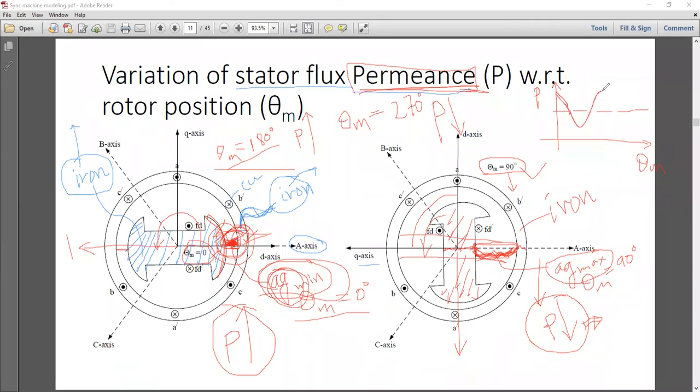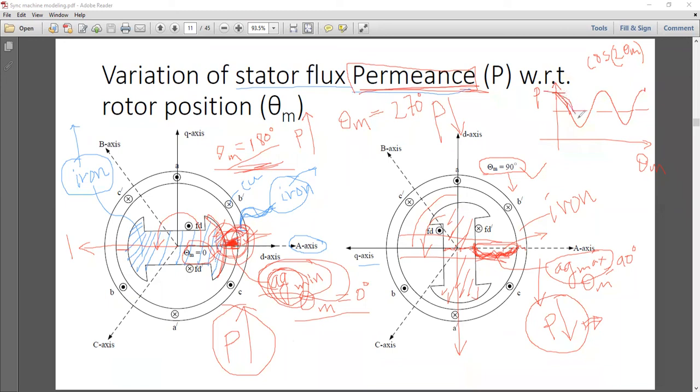Now, in one cycle, how many times are you getting the maximum? Two times. So it will not be a function of cosine theta, rather it will be a function of cosine twice theta. Is it clear? Because at theta equals 0, it is reaching peak, and at theta equals 180, it is also reaching peak. So in one complete cycle, it actually reaches the peak twice. This is the complete cycle.